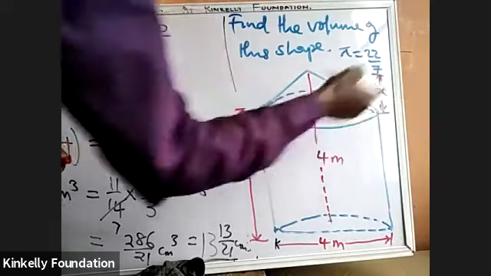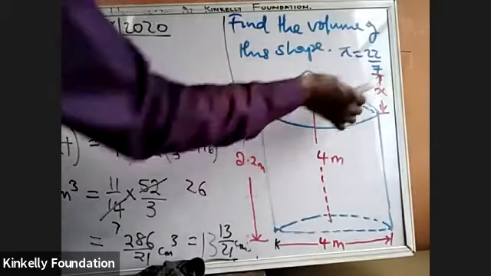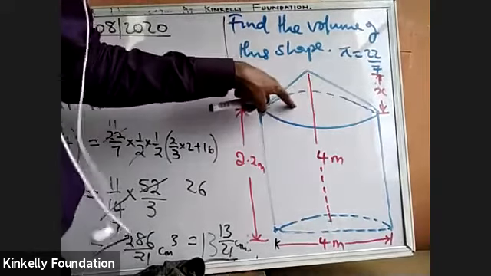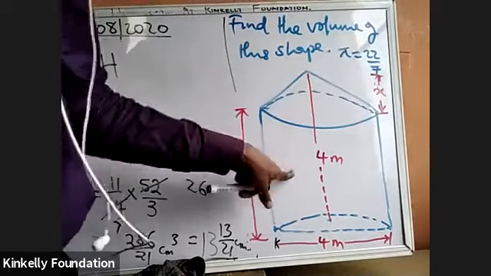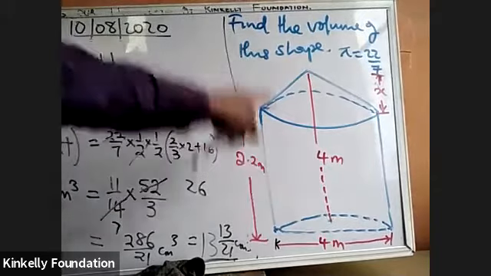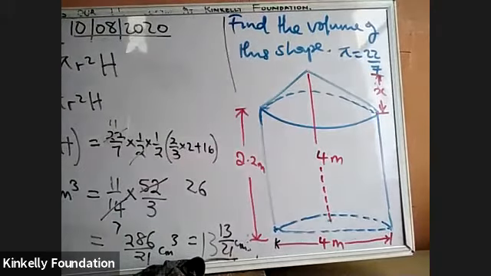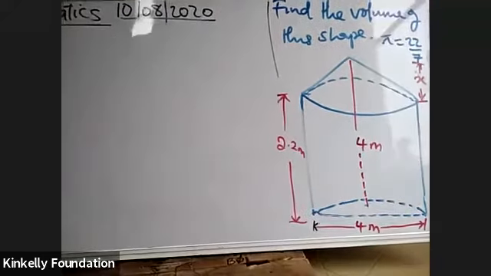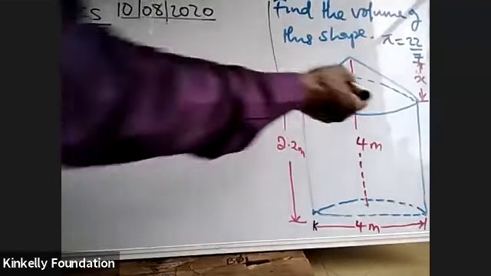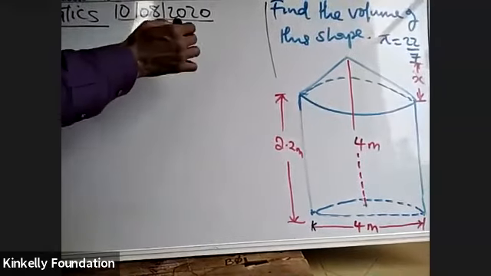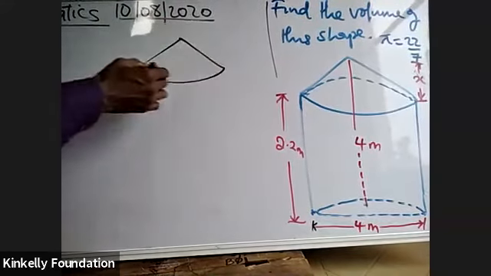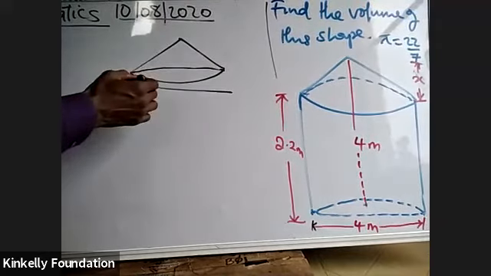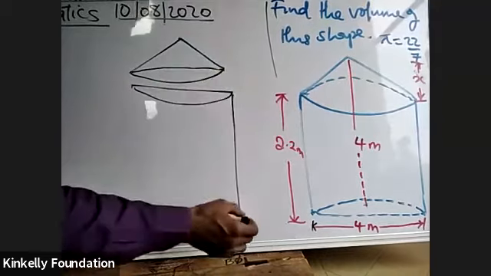Get what? Yes, the height of this. Remember, the height of this plus this gives us 4. So get the height of this. Calculate the volume of this cone and then the volume of the cylinder. It will give the volume of this compound shape. First of all, get the volume of this one, which is the cone, and the volume of what? Of this cylinder.